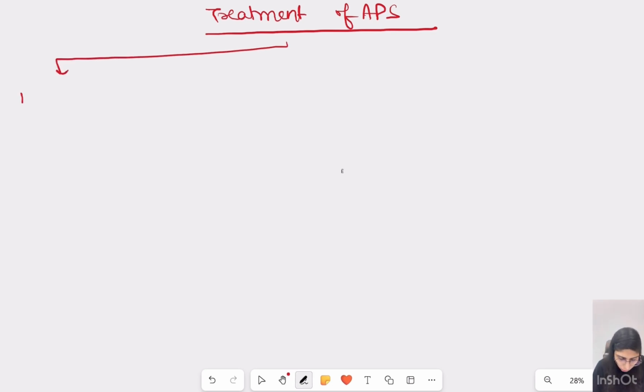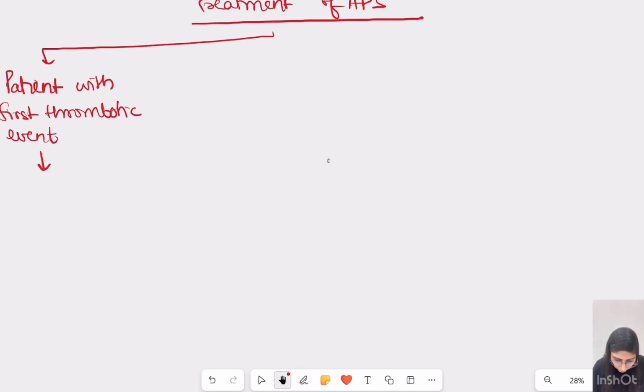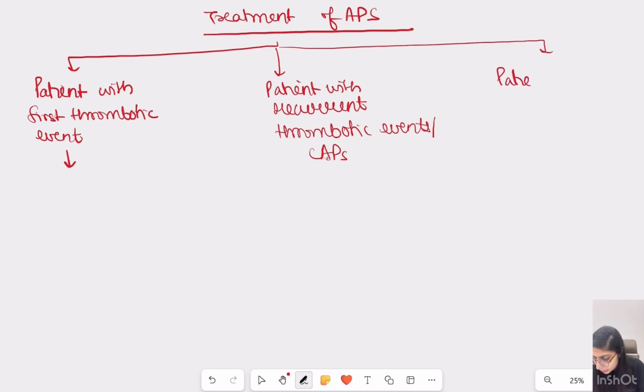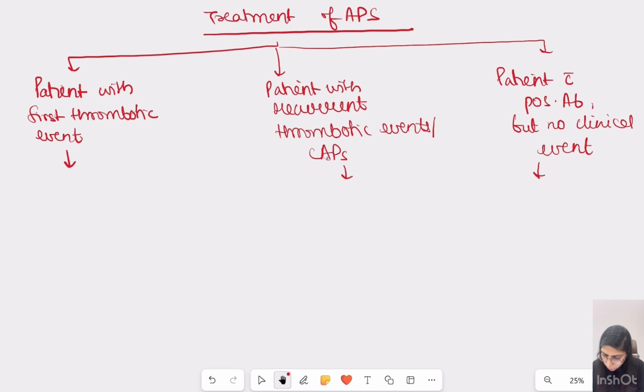Let's talk about the treatment. Now, when we talk about treatment of antiphospholipid syndrome, there are 3 scenarios in which the patient can present to you. One is a patient with a first thrombotic event, what will you do? Second is a patient with recurrent thrombotic events or CAPS, catastrophic APS. Third is a patient with positive antibodies but no clinical event. So this is how patients can present to you with these three scenarios.